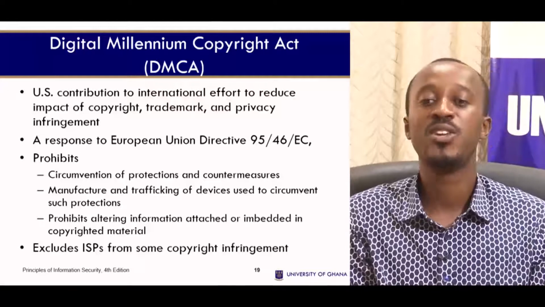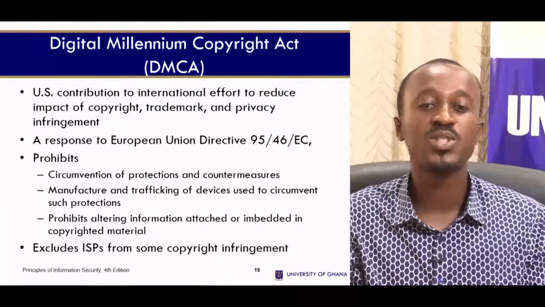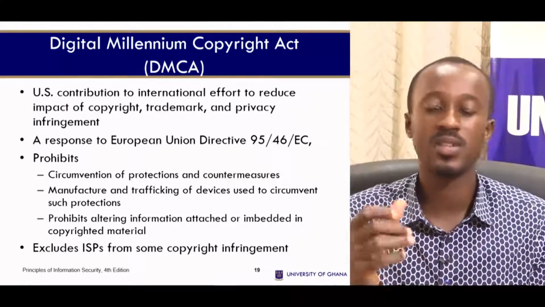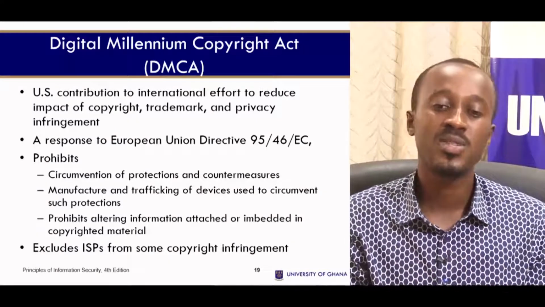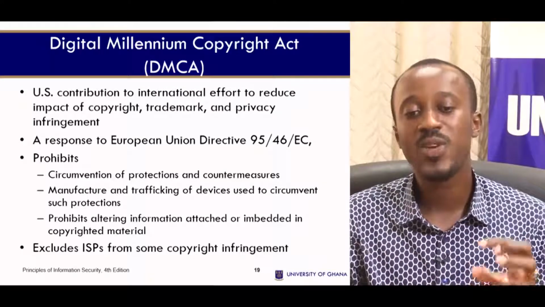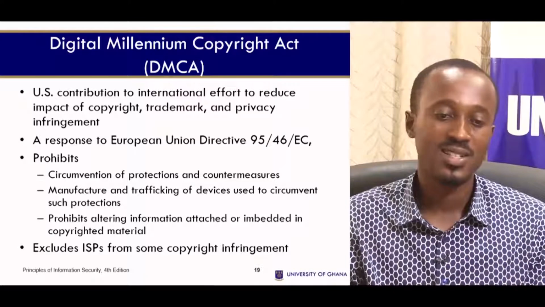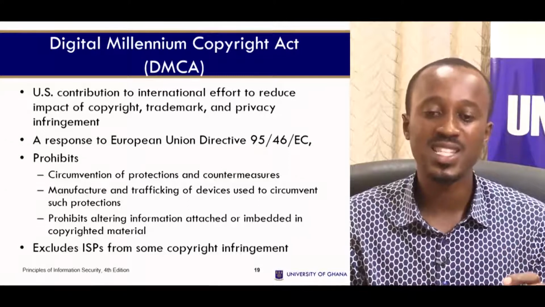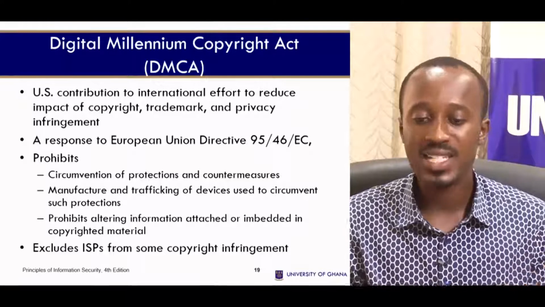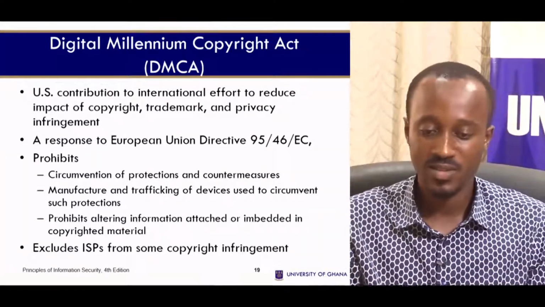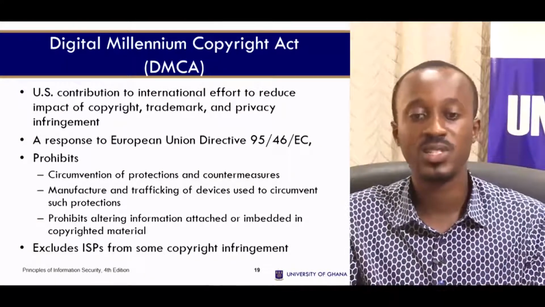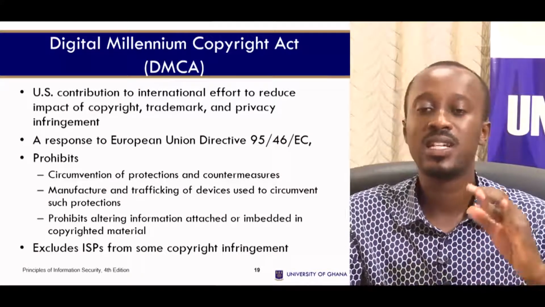Now, there's something known as the Digital Millennium Copyright Act, DMCA. It is the United States' contribution to international efforts to reduce the impact of copyright, trademark, and privacy infringement. It is a response to something that the European Union directive went about some time back. What it does is, first and foremost, prohibit the circumvention of protections and countermeasures. Secondly, it prohibits the manufacture and trafficking of devices used to circumvent such protections. Thirdly, it prohibits altering information attached or embedded in copyright material. So this is what the Digital Millennium Copyright Act is all about. It is an example of one of the contributions that the United States made to international efforts to reduce the impact of copyright, trademark, and privacy infringement.